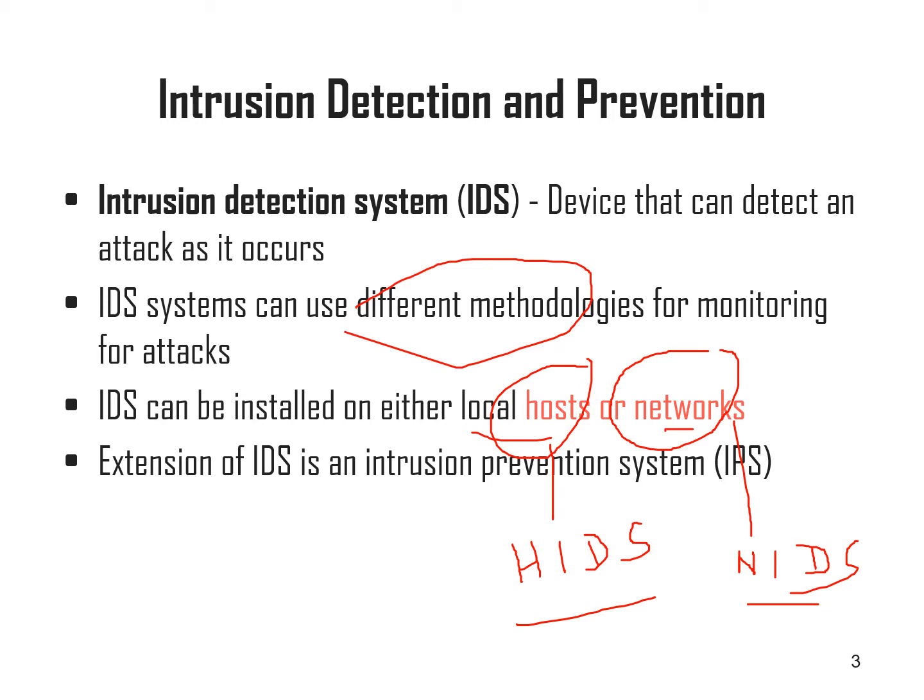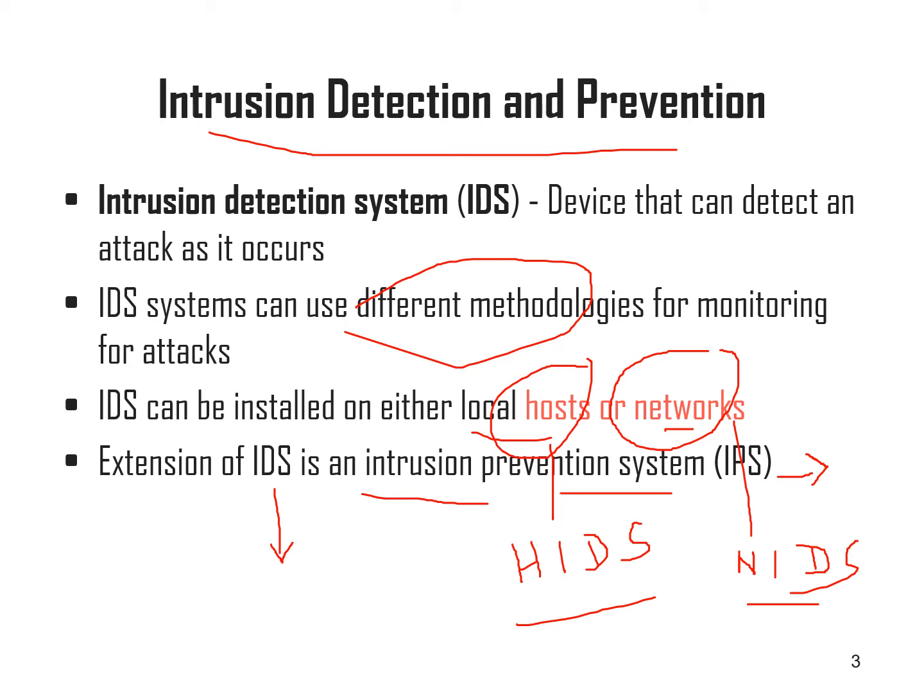An extension of IDS is the intrusion prevention system. IDS will detect the attack, while IPS, the intrusion prevention system, will prevent the attack, that is, block it. The IDS will only detect the attack and alert the network administrator. But in the case of IPS, it will detect and also block the attack. So keep this basic idea in mind: an intrusion detection system is a device, system, or model used for detecting a particular attack, and different methodologies can be used for it.